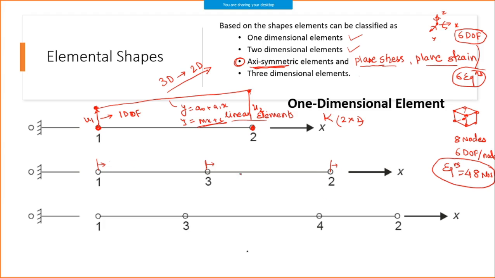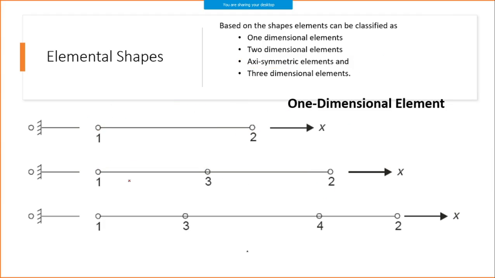So if I look into the 3D element, in a 3D element what happens is I will have 3 degrees of freedom.